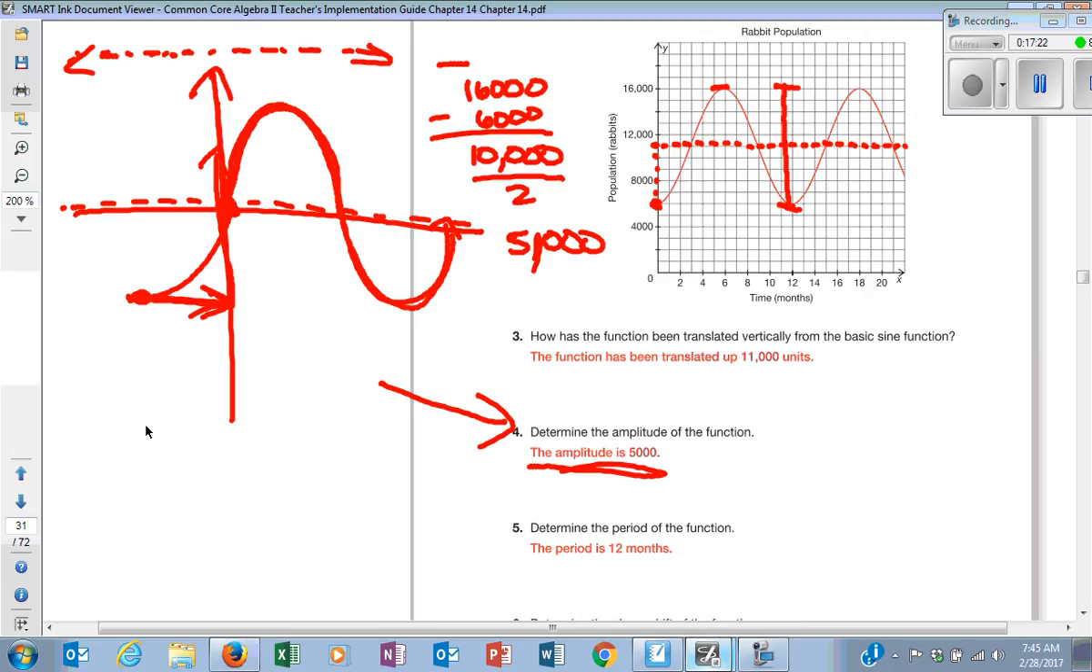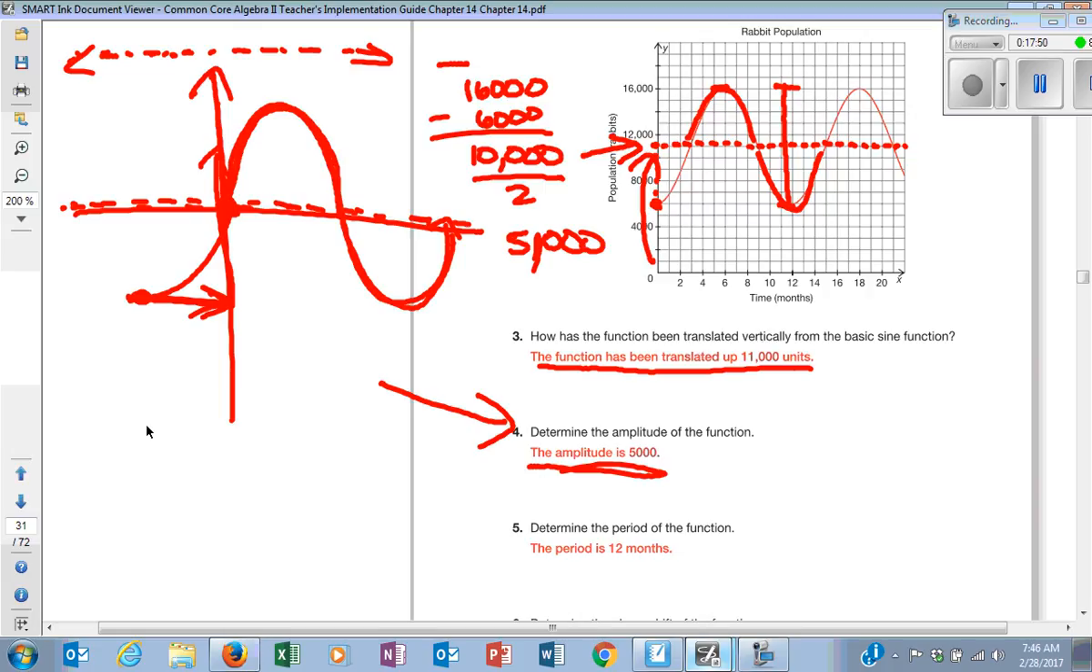And that makes sense because if you look at the top of this wave and the bottom of those waves, they look equal, correct? So it makes sense. And where does that put my midline at? My midline is at 11,000. If it's supposed to be at 0 and it's now at 11,000, this function has been translated up 11,000 units. That's how I would attack this problem.